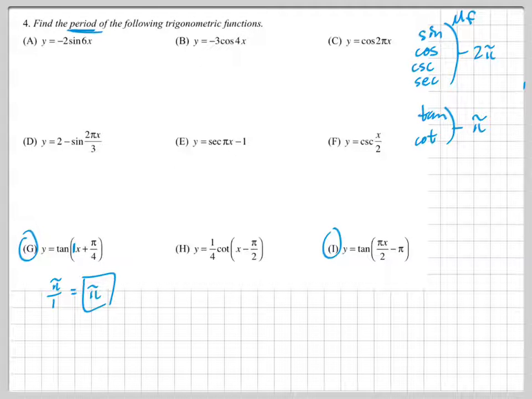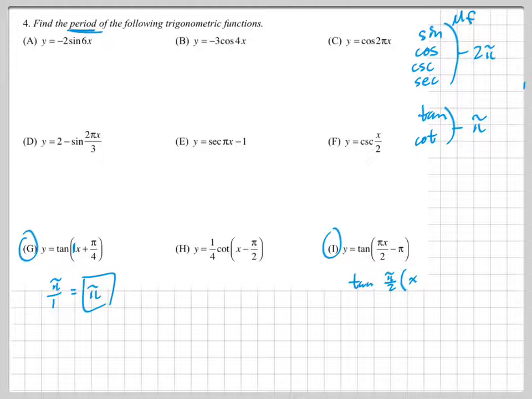That was really simple. I is a little bit more work, because seeing what is multiplying x could be hard for some. So I see it is a pi over 2, and what I'm going to do is factor that out. This is a good skill to have, to factor out the number that's multiplying the x, because it helps you do transformations a lot more easily.